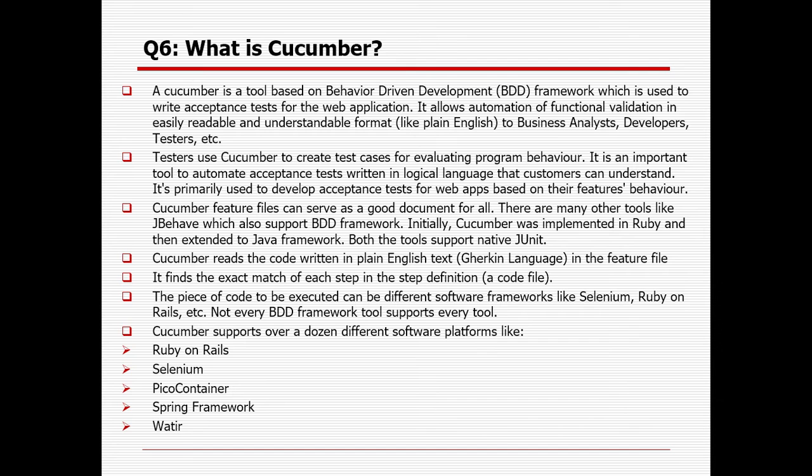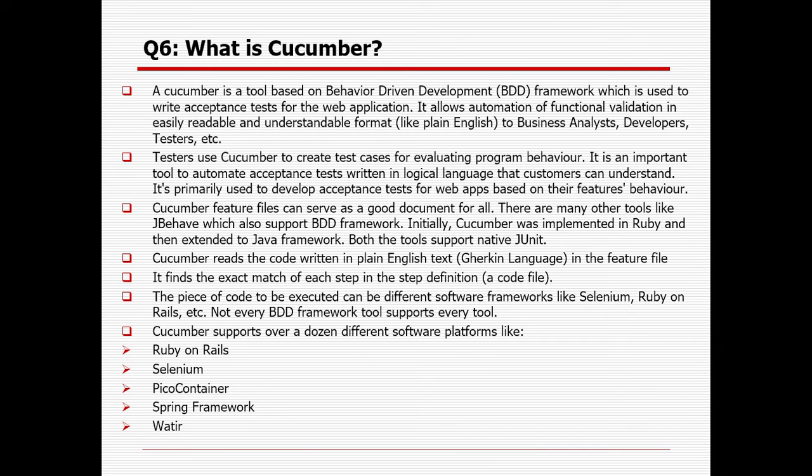Testers use Cucumber to create test cases for evaluating program behavior. It is an important tool to automate acceptance tests written in a logical language that customers can easily understand. It's primarily used to develop acceptance tests for web apps based on their features' behavior. Cucumber feature files can serve as good documentation for all. There may be many other tools like JBehave which also support the BDD framework. Initially Cucumber was implemented in Ruby and then extended to the Java framework. Both tools support native JUnit.